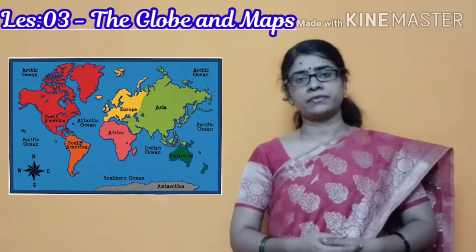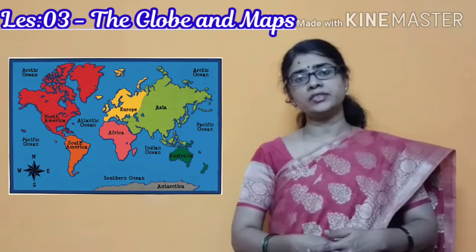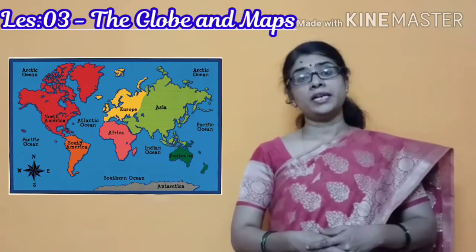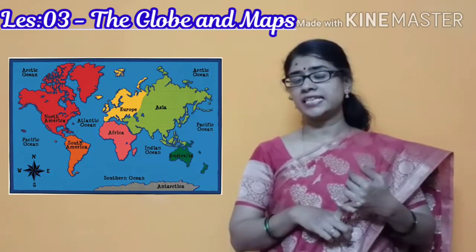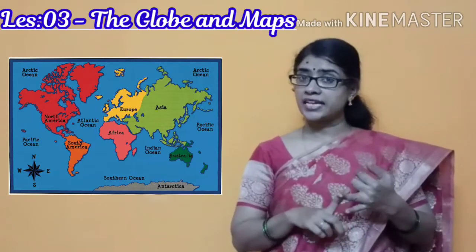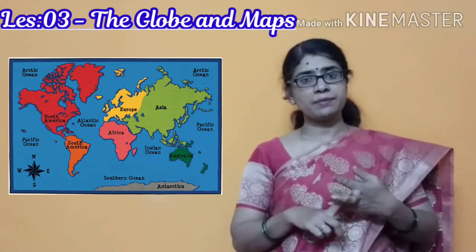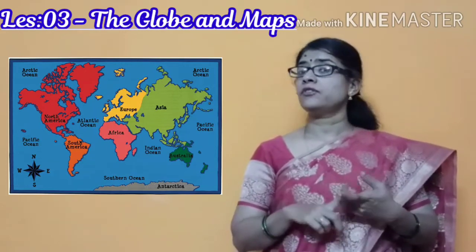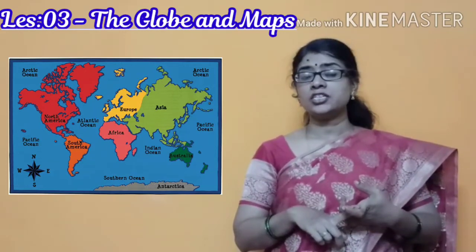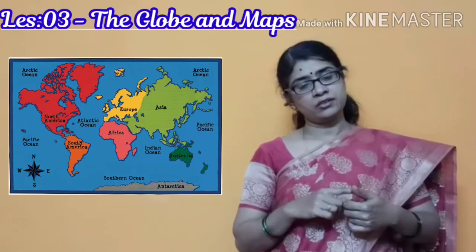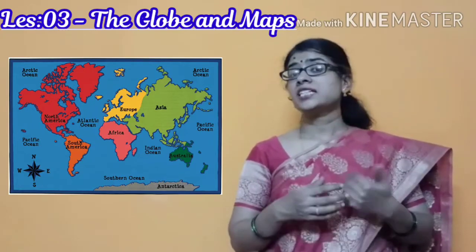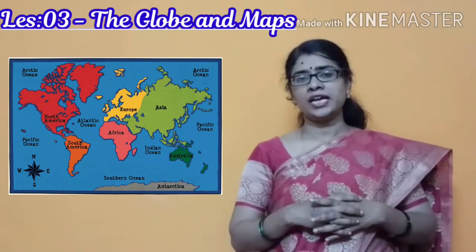Okay, next, the other representation of the earth is the map. What is the other representation of the earth? Map. But a map is very easy to handle. It is flat like a sheet of paper. It is two-dimensional. We can fold it and carry it with us. So it is easy to handle, whereas a globe is somewhat difficult to handle.